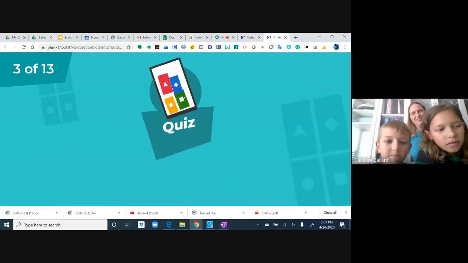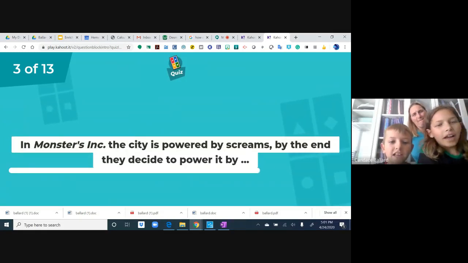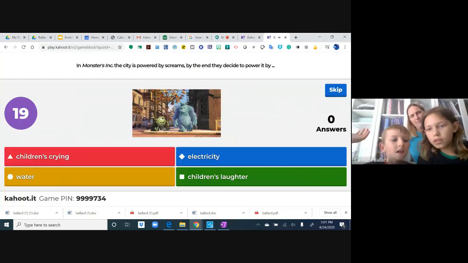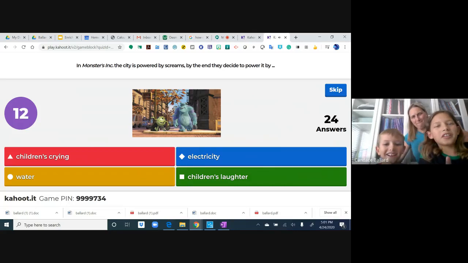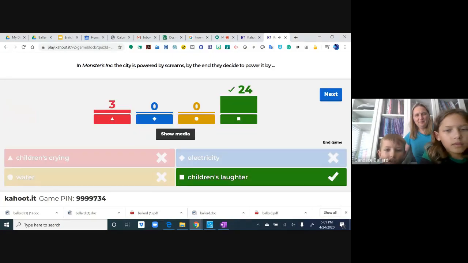Tacos. Quiz. In Monsters Inc., the city is powered by scream. By the end, they decide to power it by I know this. Children's sky, water, electricity, children's laughter. I like how it was already answered before you're done talking. Yeah, you're not one of them. Yes, I was. Just kidding. Yes, children's laughter. All right, come on, it's not children's cry.